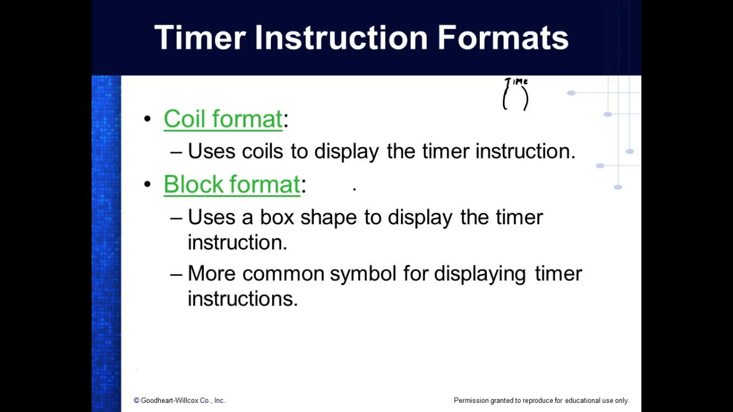I think Step 7 for Siemens, their TIA, the Totally Integrated Automation package, gives you an option of using the coil format or the block format. RSLogix 500 is the block format, so that's the one we'll look at and figure out how it works.